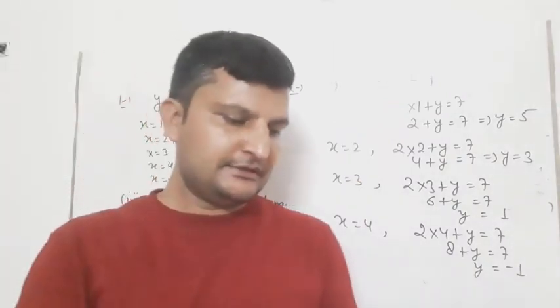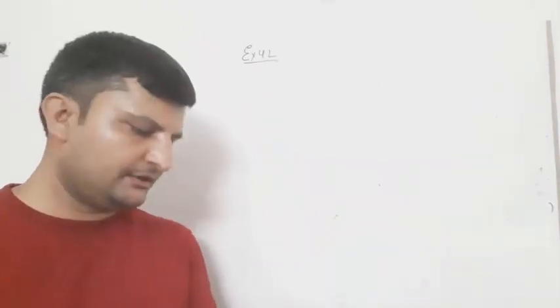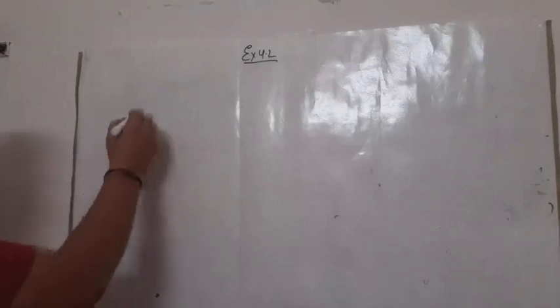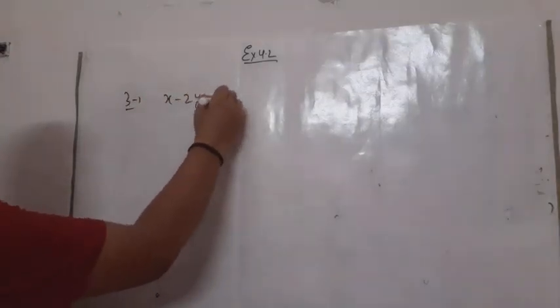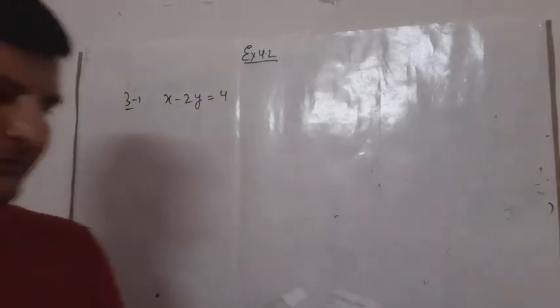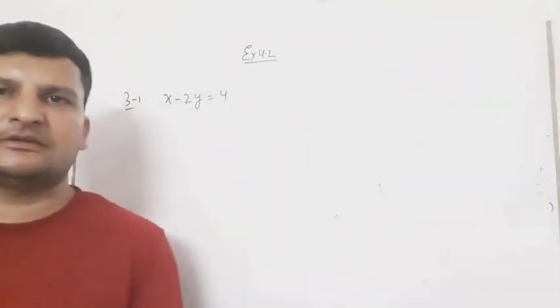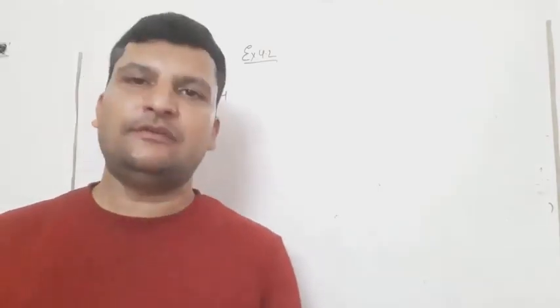Now the third question is, check. The third question is x minus 2y is equal to 4. Now the question is that check which of the following are the solutions of this equation and which are not.